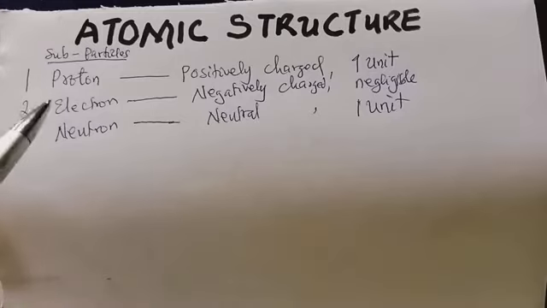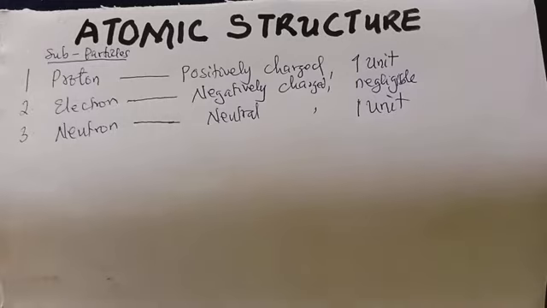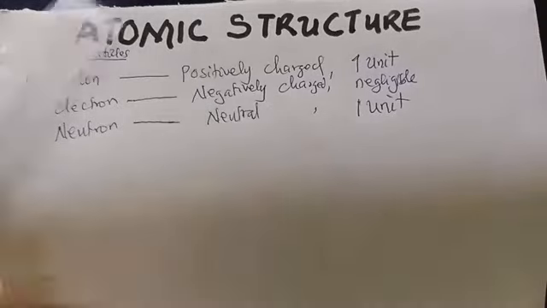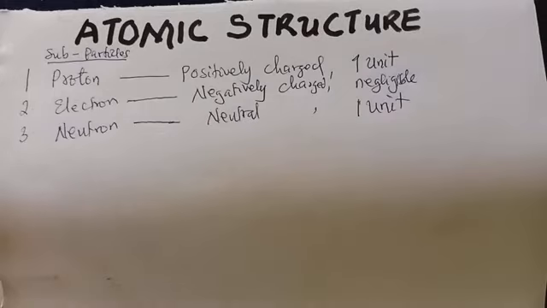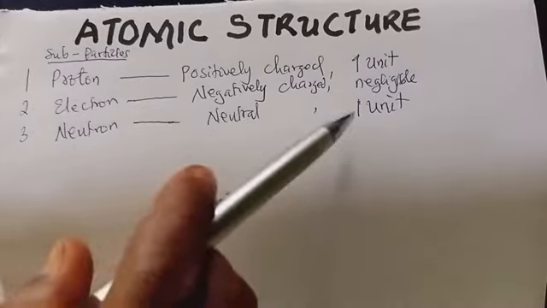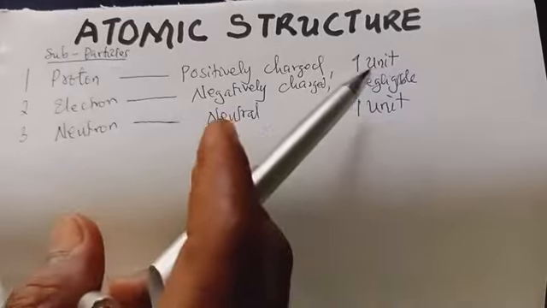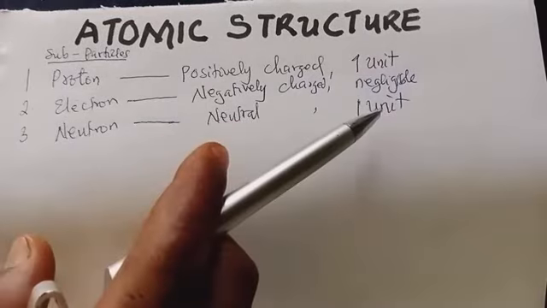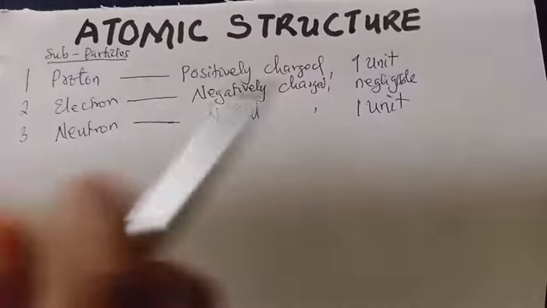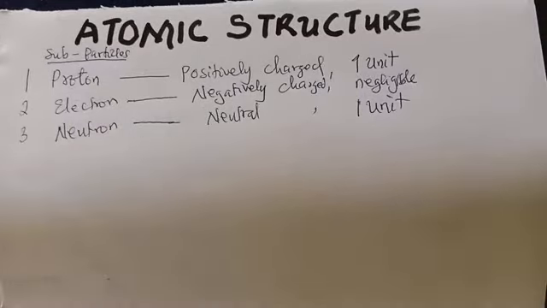For instance, the proton is positively charged and it has a mass of 1 unit. The electron is negatively charged and the mass is negligible. The neutron is neutral, that is, it has no charge but has a mass of 1 unit. So basically, proton has a mass of 1 unit, while the neutron has a mass of 1 unit. What we're saying, the mass of the electron is negligible, meaning the mass of an atom is basically determined by the proton and the neutron.